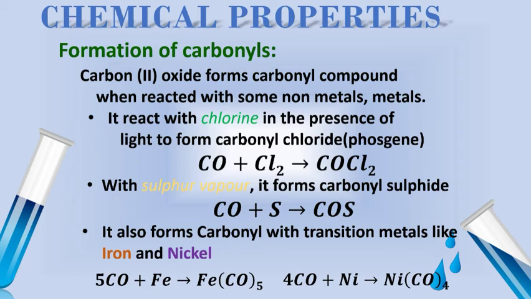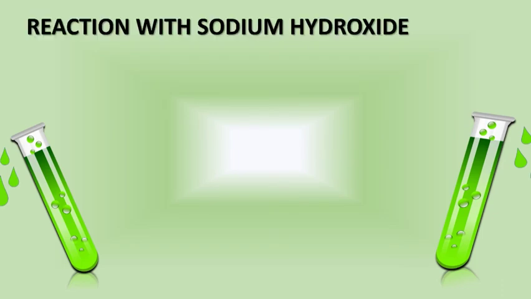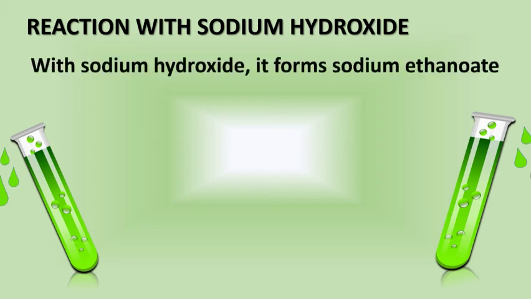Now, another property of carbon 2 oxide you need to know about is its reaction with sodium hydroxide, that's NaOH, which is your caustic soda. When it reacts with sodium hydroxide, it forms what we call sodium ethanoate. Sodium ethanoate is still an organic compound.